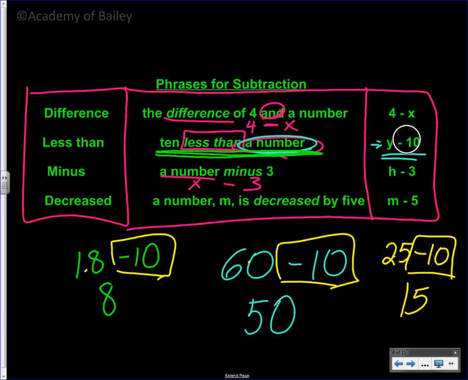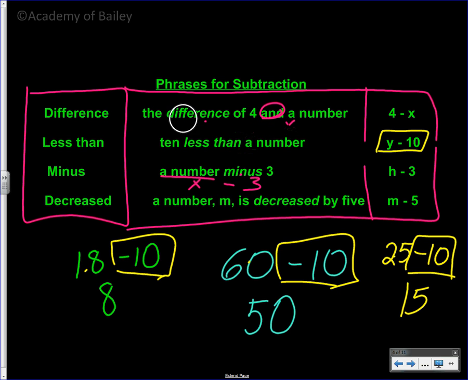And now let's look up here. You notice how minus 10, that's the constant part. It's always there, minus 10. And then what is different? The variable changes, y changes, or x, or whatever variable you wanted to choose for a number. Okay? So that one is the tricky one. That one right there has thrown a lot of people off. It still throws a lot of people off. You just have to pay attention to that one. 10 less than a number.